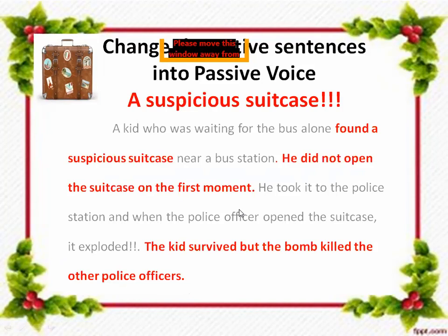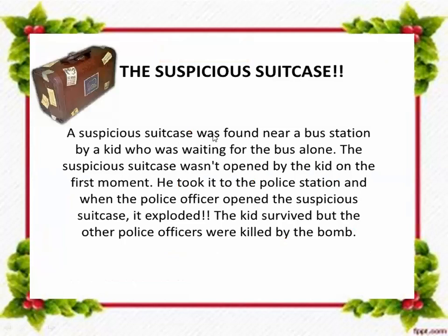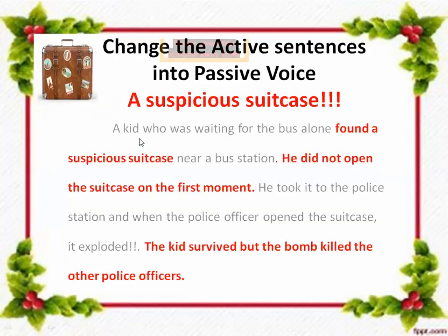Now, what we are going to do, we have to solve these red colored written sentences into passive voice. Okay, C. A suspicious suitcase was found. A kid who was waiting for the bus alone, we have omitted that. Found a suspicious suitcase. Suspicious suitcase was found, meaning this is the object and the object will come first. And who found it? A kid. It will be going to the end. We have to reverse the whole structure of the sentence.